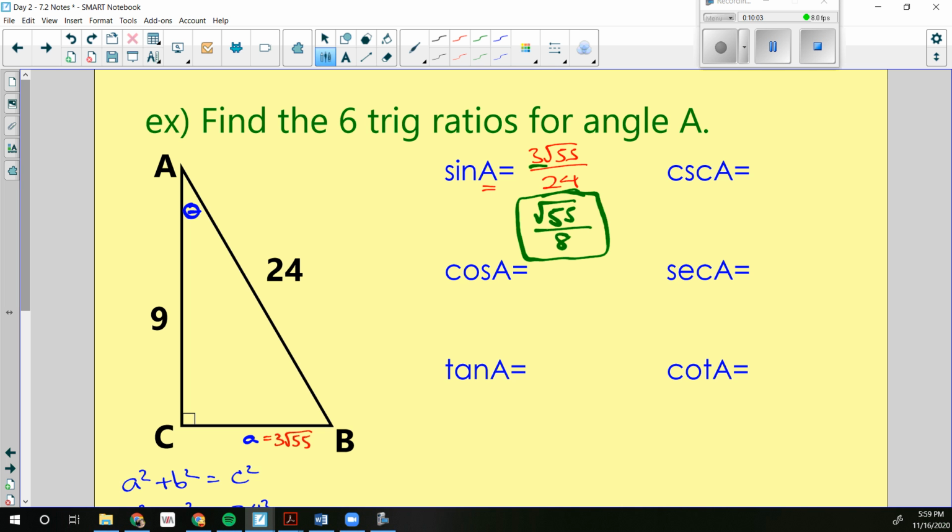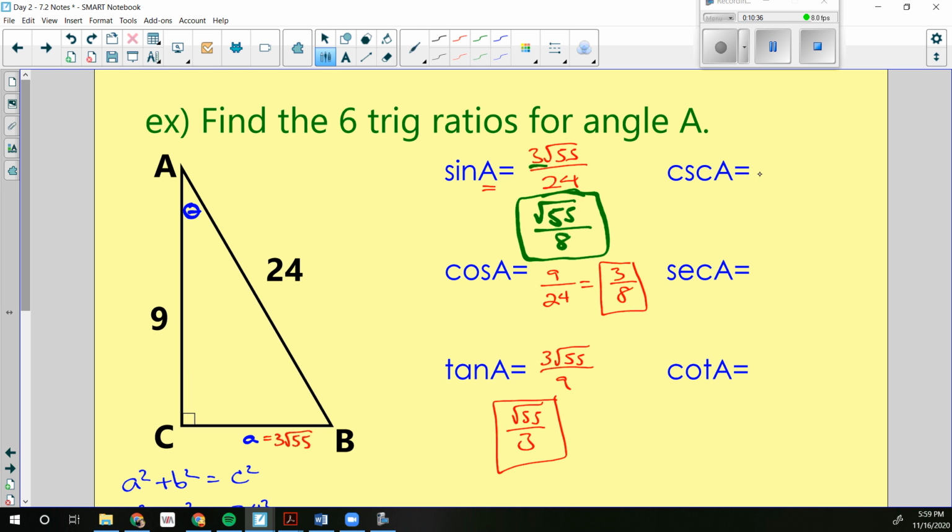All right, what about cosine of A? Cosine of A, we're going to use 9, our adjacent side, 9 over 24. And again, these are both divisible by 3. 9 divided by 3 is 3. 24 divided by 3 is 8. So it simplifies to be 3/8. Tangent of A. Tangent is opposite over adjacent. 3 square roots of 55 over the adjacent 9. 3 and 9 simplify to give me the square root of 55 over 3.